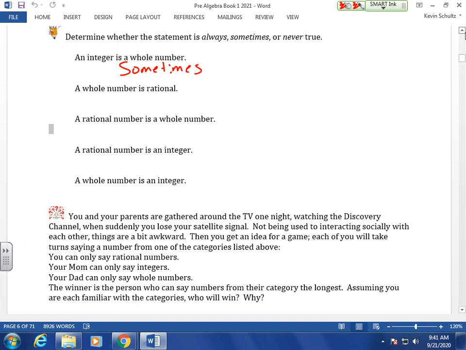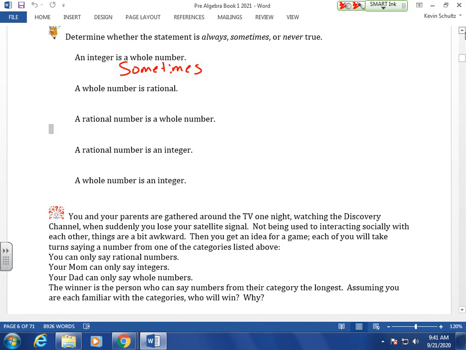Give me an example of an integer that is a whole number. 6. 6 is an example of an integer that is also whole because it's positive. Give me an example of an integer that is not a whole number. 0, right? Or anything that is negative. Okay, negative 6, negative 5, negative 10. Okay? So always, sometimes, never for those here.